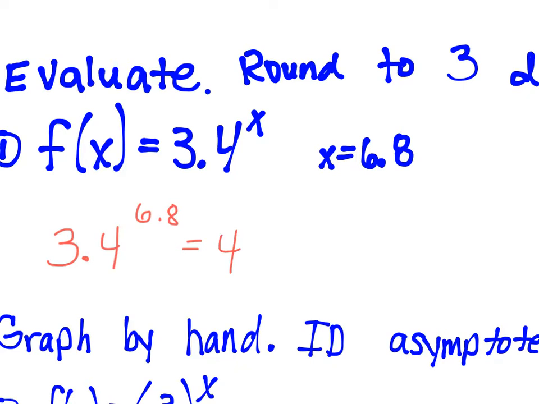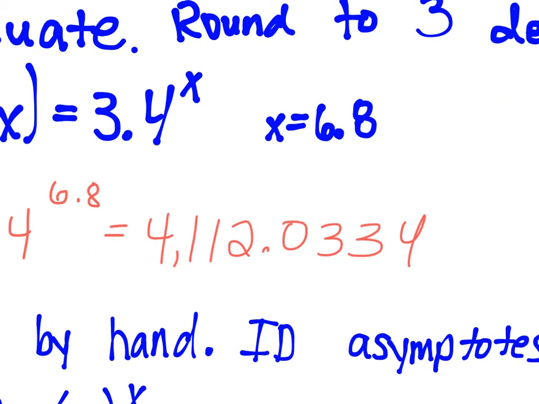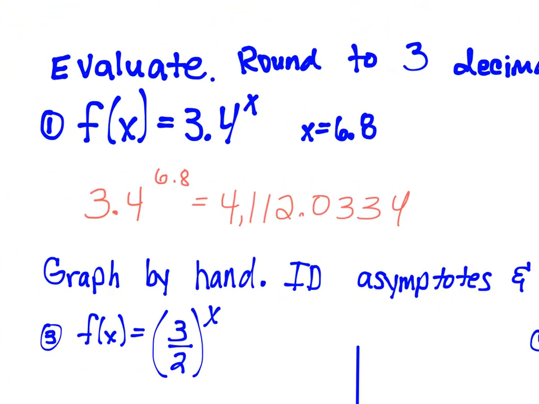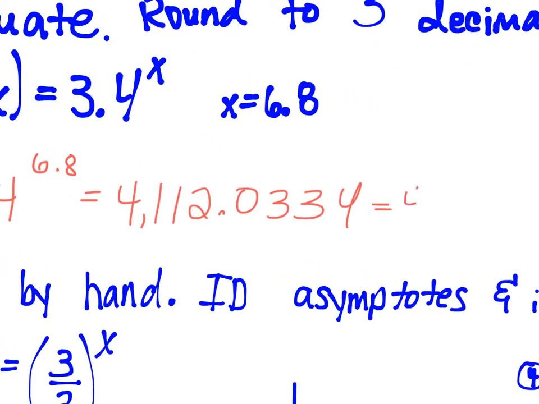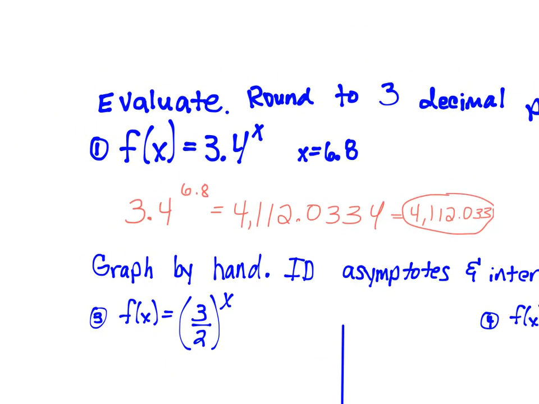Okay, one more time. 4,112 point what? 0334. And they want us to round to what? 3 decimal places? So your answer would be 4,112.033. Questions? Okay, if you're not getting that in your calculator, talk to me when we're done with this and we'll figure out what the issue is.